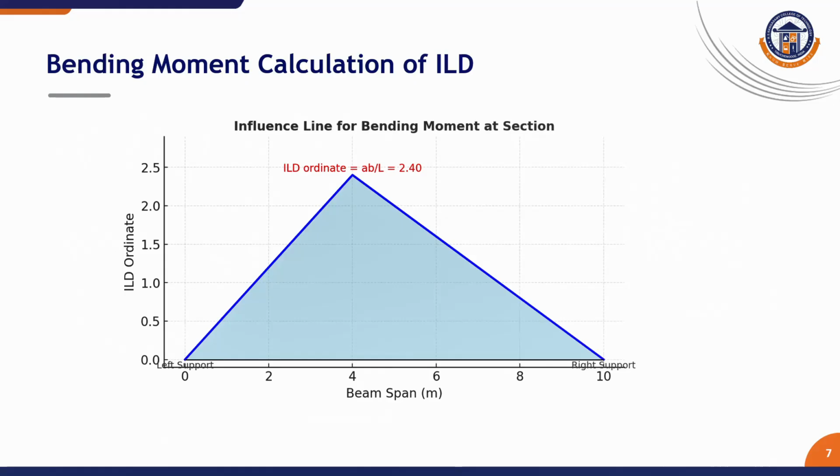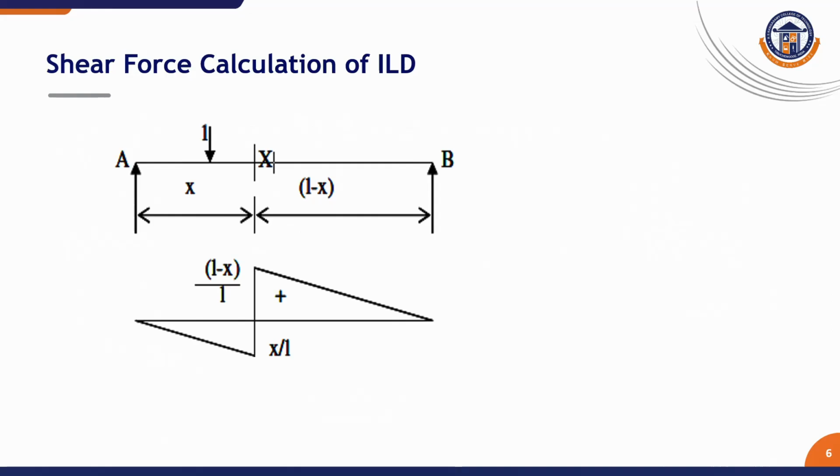Here you can see the maximum bending moment at the midpoint. So the formula is AB by L. Similarly, for shear force, here it is B by L and here it is A by L.